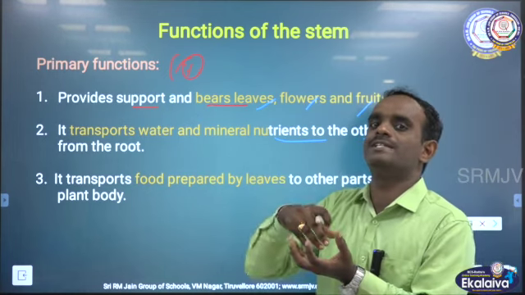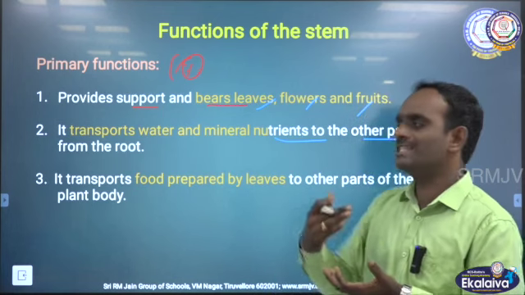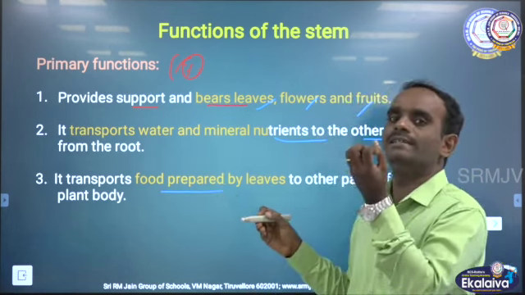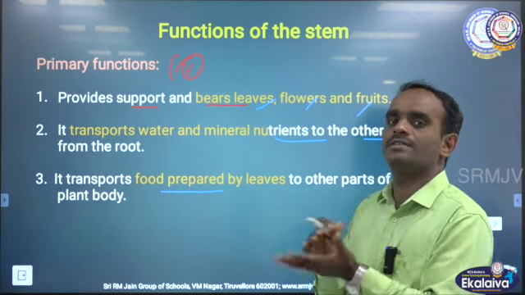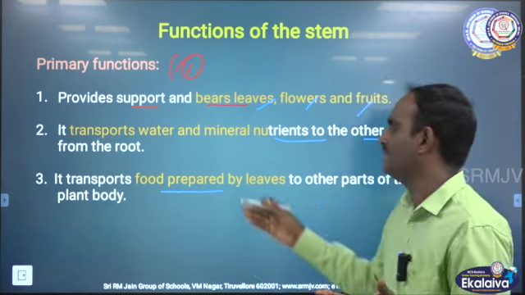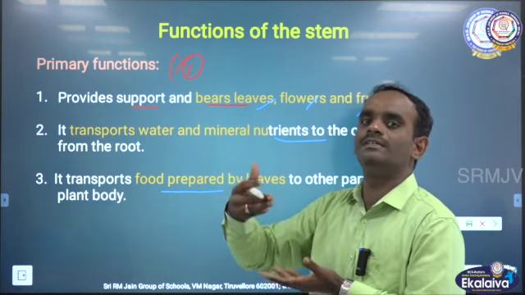So the stem transports the water from the root to all parts of the plant body, and it also transports food prepared by the leaves by the process of photosynthesis. So the stem also transports the food materials to all parts of the plant body. So it plays an important role in transportation.